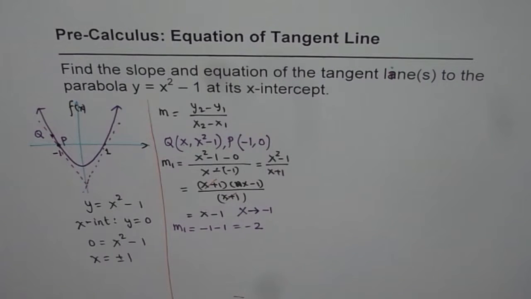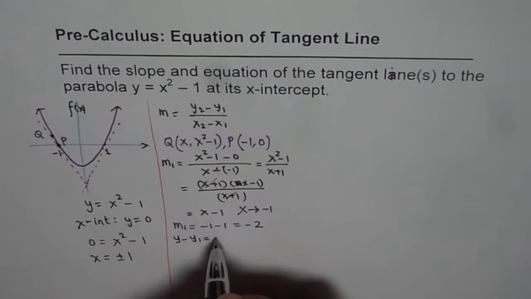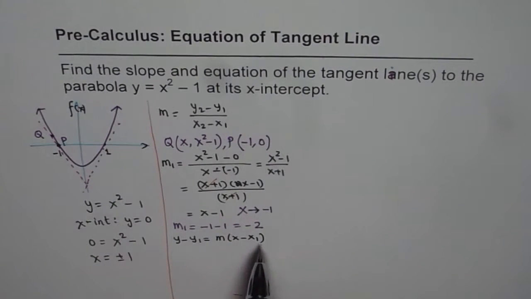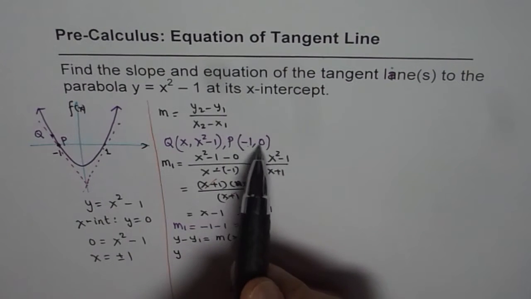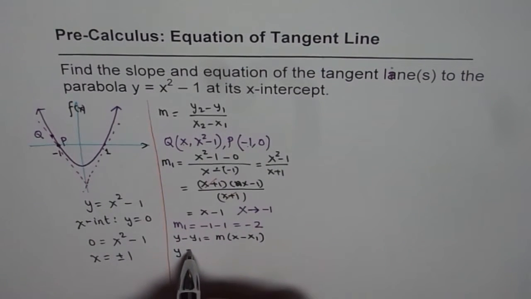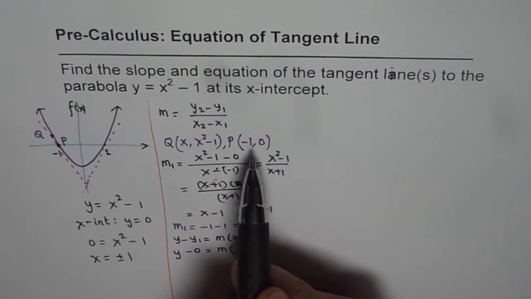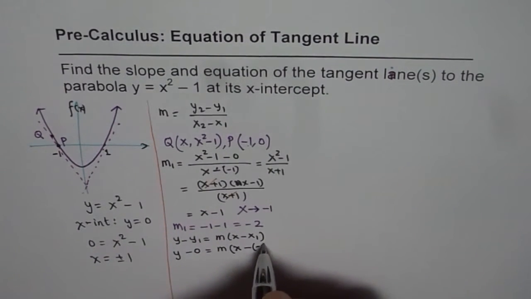For writing the equation of the line, we can use the point slope form of the equation. The point slope form is y minus y1 equals m times x minus x1, correct? Now in this case, the slope is minus 2, y1 is 0 for us, right? This point is minus 1 and 0, right? So we have y minus 0 equals m times x minus the x value, and the x value is minus 1. So I'll write minus 1 here, correct?